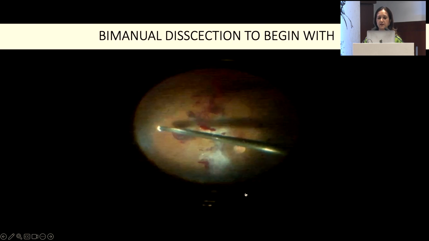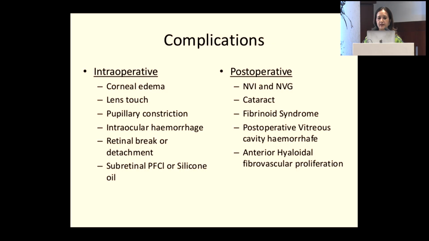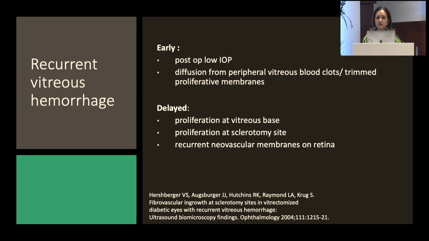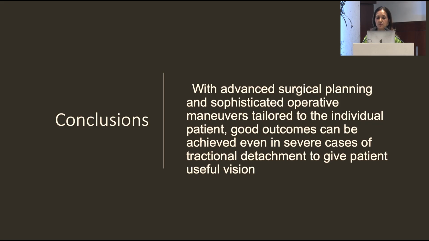No PVD. Again, you do a bimanual surgery. In spite of all the care that you take, you may still have intraoperative bleeding, postoperative corneal edema, and so these things have to be taken care of. Most important is the recurrent vitreous hemorrhage, which has to be taken care of. And to conclude, with the advanced surgical planning and sophisticated procedures, we are still able to give good results to our patients. I think exquisite videos with excellent tips you gave us, all of us.